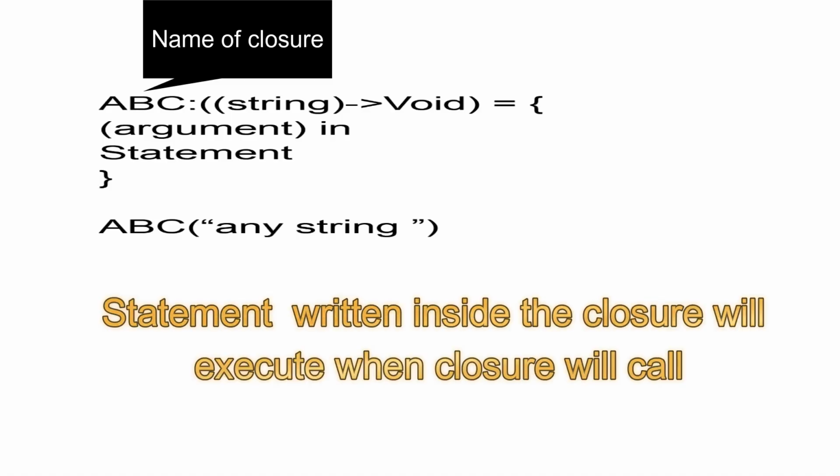Here, ABC is the name of a closure and this closure has only one argument, that is of string type, and there is no return type of this closure. Inside the curly braces we will write the business logic of the closure. Here the argument is denoting a value that will be passed in the closure when the closure is called. Suppose when the ABC closure is called, any string value will be passed here, so this value will be held by the argument. After the argument we will write the in keyword, and from the next lines we will write the statements of the closure. So when the closure is called, the statements written inside the closure will execute.